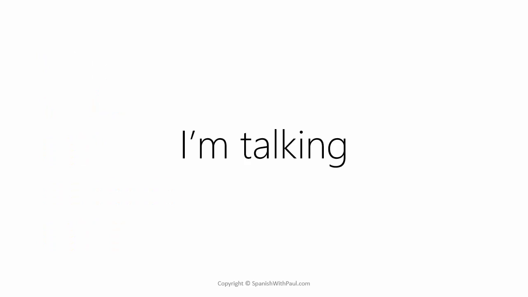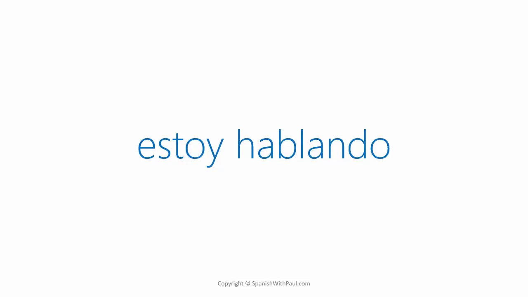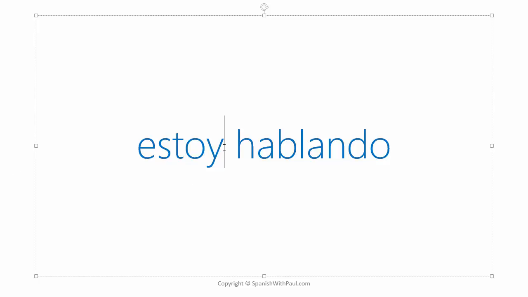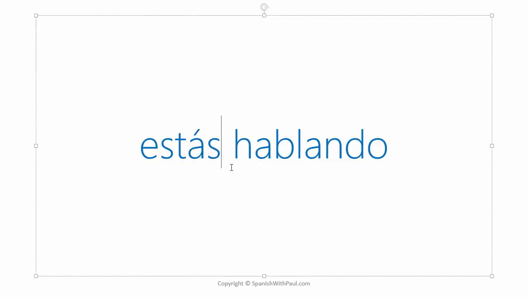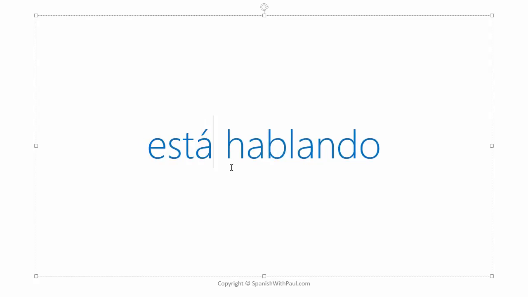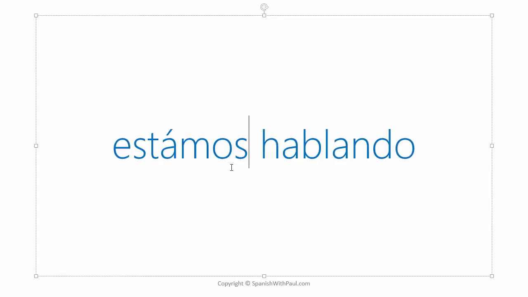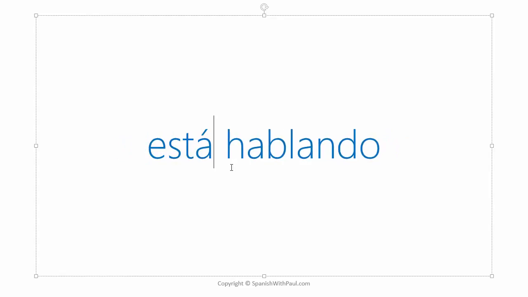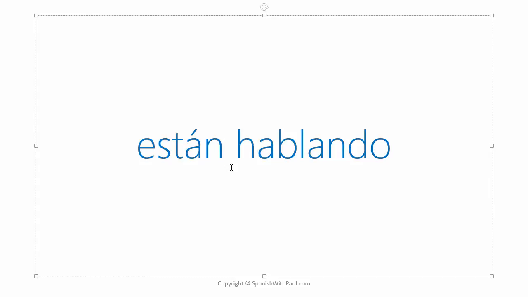For example, to say I'm talking, literally meaning right now I'm in the process of talking, it would be estoy hablando. And then you would simply change the angles. So you are talking, meaning right now, would be estás hablando, or he's talking, she's talking, it's talking, está hablando. We are talking, estamos hablando. They are talking, están hablando. And all the time, it's representing or meaning that right now you're in the process of doing that particular action.